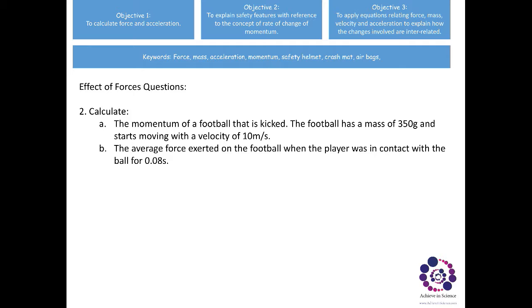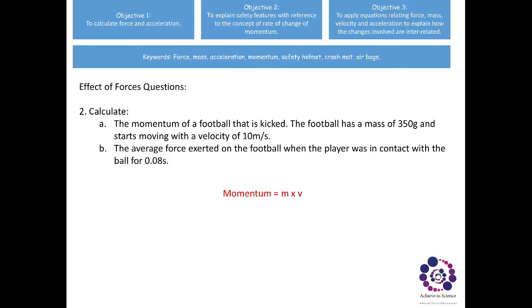Another question. Calculate the momentum of a football that is kicked. The football has a mass of 350 grams and starts moving with a velocity of 10 meters per second. If we remind ourselves of momentum, the equation is mass times velocity. We have to be careful though, because when we use this equation, the mass always has to be in kilograms. The velocity always has to be in meters per second.